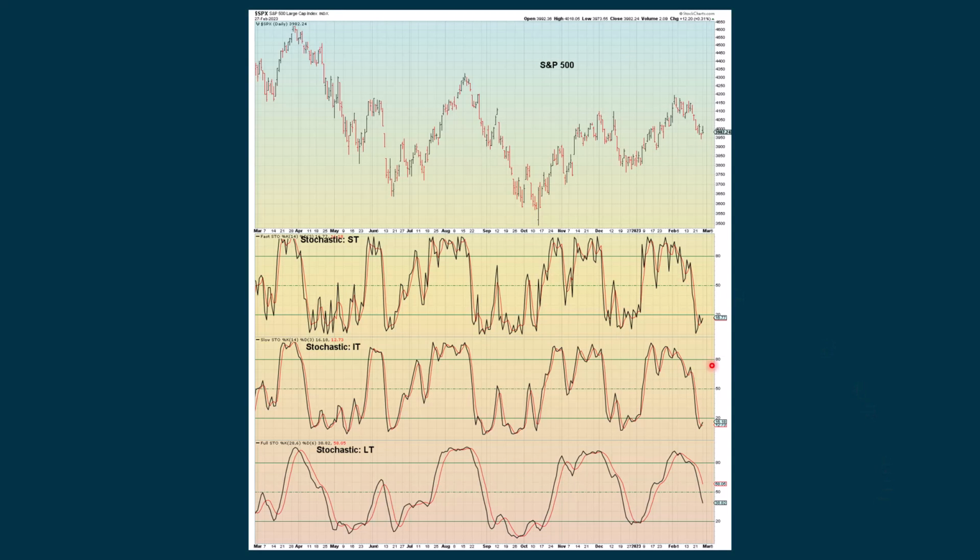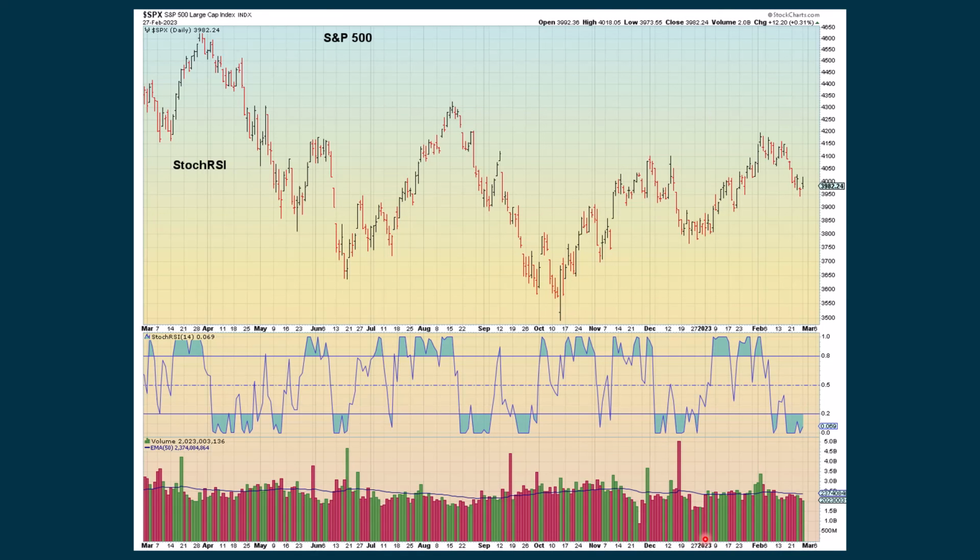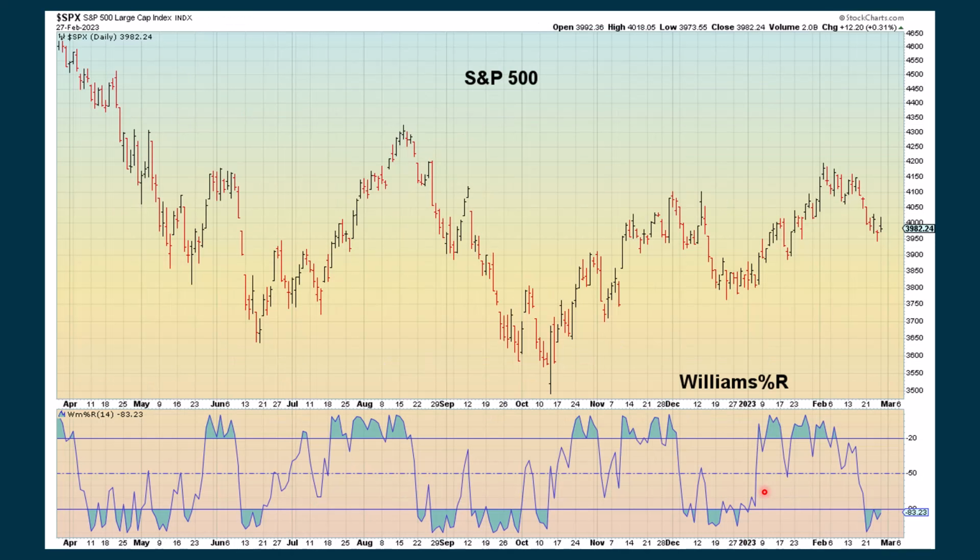Here's the stochastics where our short term is still extreme negative, as is the intermediate short term, and longer term we are still declining. The Stoch RSI is extreme negative, as is the Williams percent R.